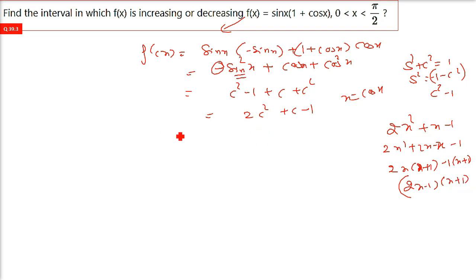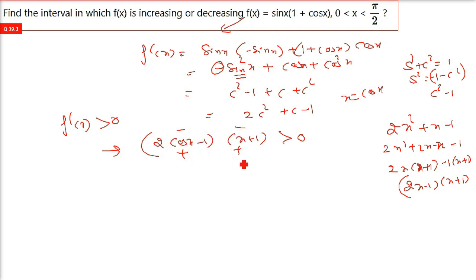So what are you going to get? See, this is f dash x we have found out. In order to find where it is increasing, first let me write the factors here: 2 cos x minus 1 and cos x plus 1. So I am taking case 1 where f dash x should be greater than or equal to 0, or greater than 0. Greater than 0 means both should be positive or both should be negative. Even if you take both positive or both negative, you are going to end up with the same scenario. That means 2 cos x minus 1 should be greater than 0 and x plus 1 should be greater than 0. This x is actually cos x.